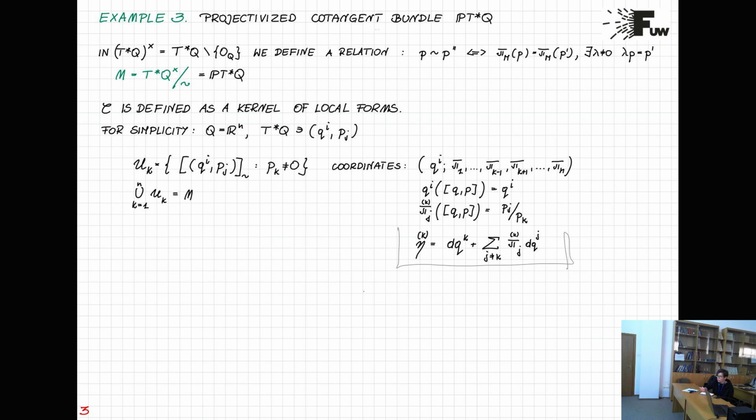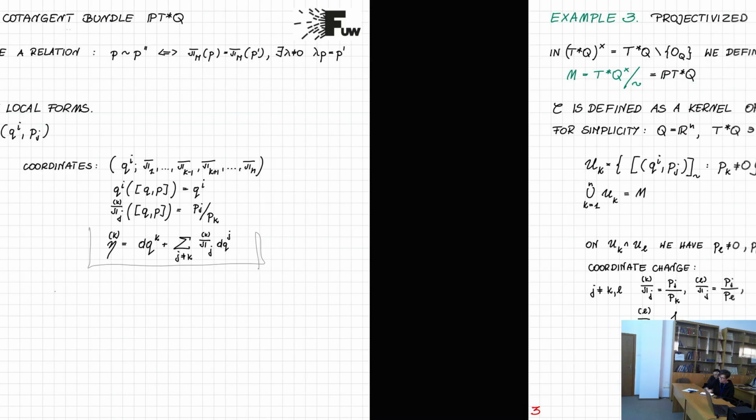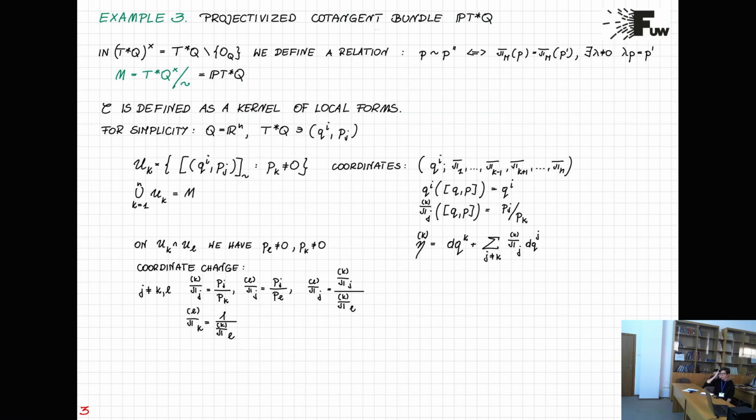I will want to think about kernels of all those forms. So I need to know how they are expressed in different coordinate charts, so the same form in different coordinate charts, how they talk to each other. Therefore, of course, I take the intersection of the two coordinate charts. In the intersection, I know that both of the momentum coordinates are not zero. Therefore, I can divide by both of them. And I write a coordinate change rule, which is written here.